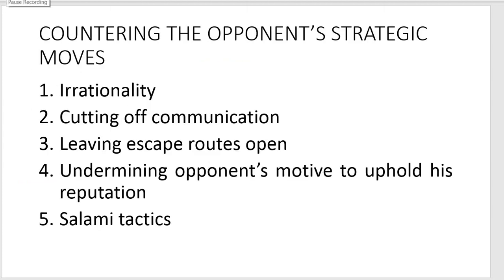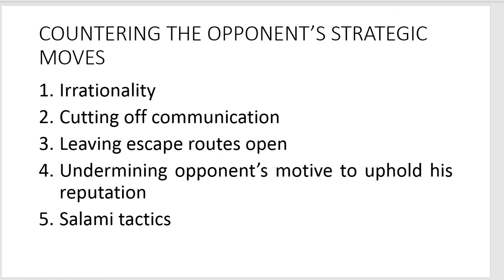And finally, there are several common techniques for countering the opponent's strategic moves, or basically what to do if another player decides to apply some strategic move against you. So one of them is irrationality.